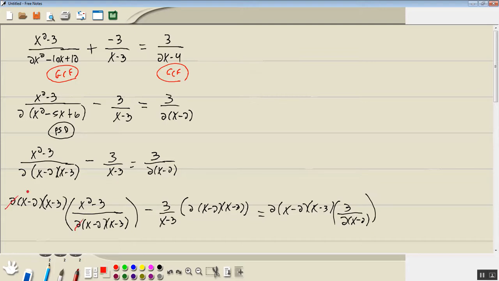That 2 cancels that 2. This x minus 2 cancels that x minus 2. This x minus 3 cancels that x minus 3. This x minus 3 cancels that x minus 3. This 2 cancels that 2. This x minus 2 cancels that x minus 2.